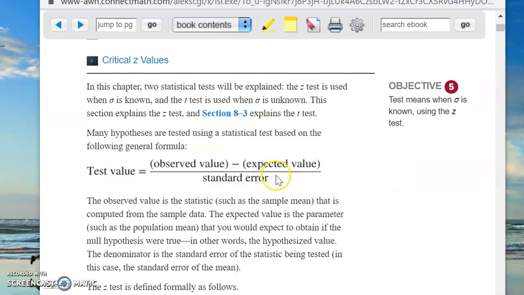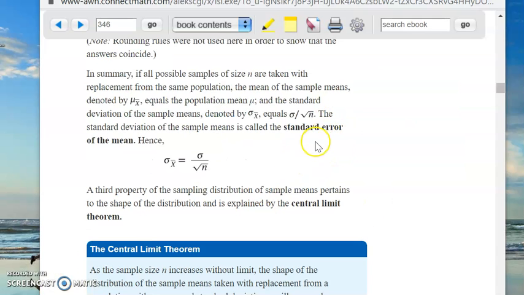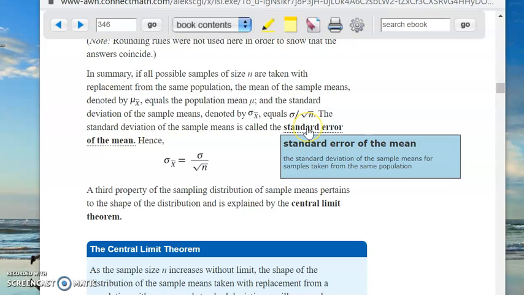And then what's on the bottom here? The standard error. If you look back on page 346, that was the discussion about the central limit theorem. On page 346, the standard error was defined in a certain way. Let's take a look at it. Okay, so this is on page 346. This is the so-called standard error of the mean.